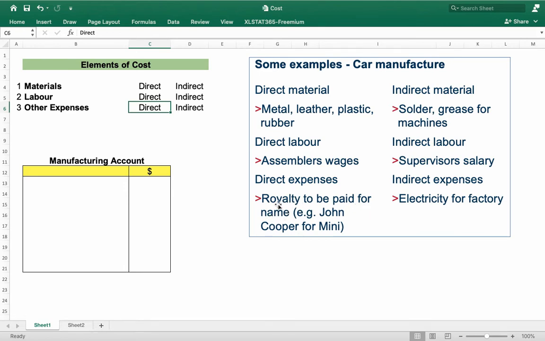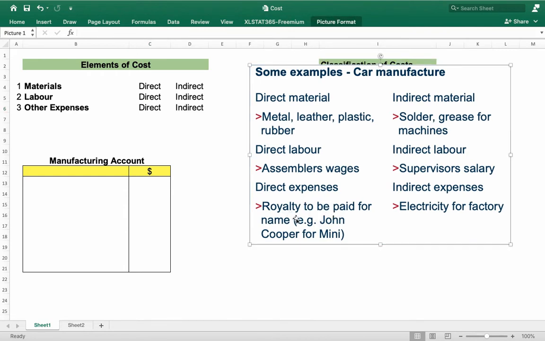Suppose your name is very unique. And by using that name, we want to give the same name to that product. But you may have an objection, right? Why are you using my name for your product? So the company will pay you money, asking please allow us to use your name for the product. So might be that John Cooper is charging for using this Mini word.